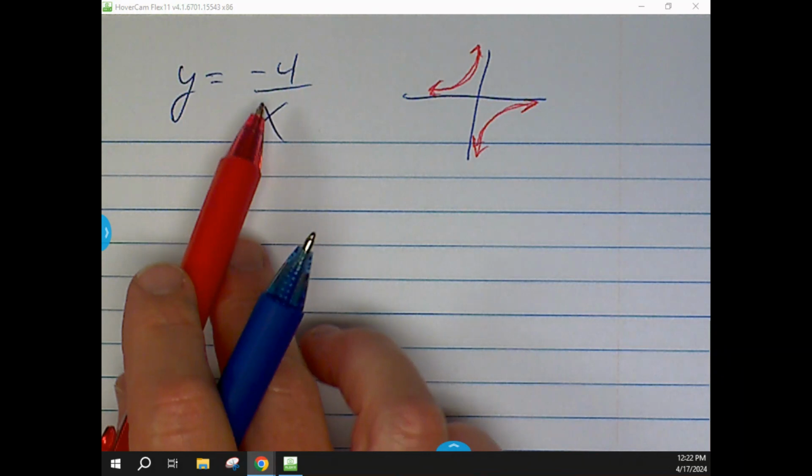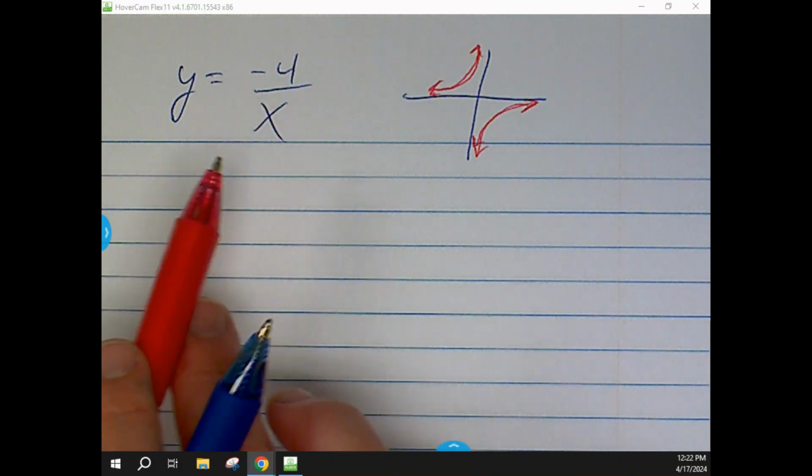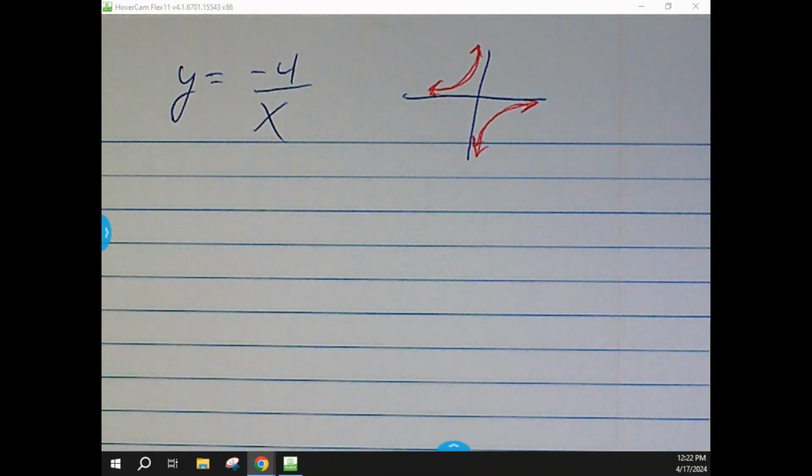Whether that's 14 or 40 or -43 or whatever it's going to be, it's always the exact same graphs. You're not going to have to plot 15 different points to do this. You just need to know where this thing is going to be based on whether this thing is positive or negative.